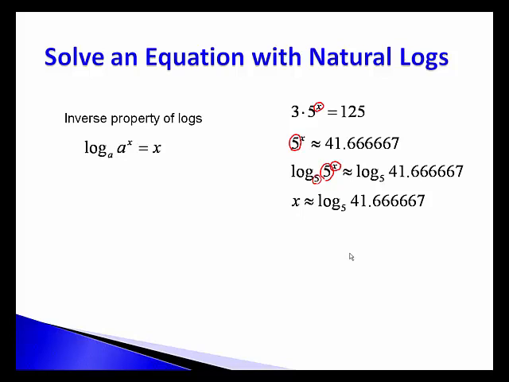41.66667. Now at this point we have hit a brick wall, because on our calculator we can calculate a natural log and we can calculate a log base 10.